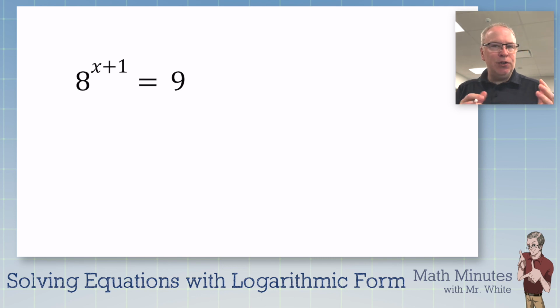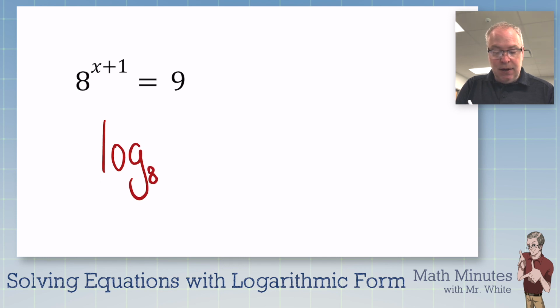I guess I should say there's no common base here, right? 8 is 2 to the third, and 9 is 3 squared. That's not a common base, so we can't even convert to a common base like we did in the last section. So we'll use logarithms. We're going to write log base 8 of 9.